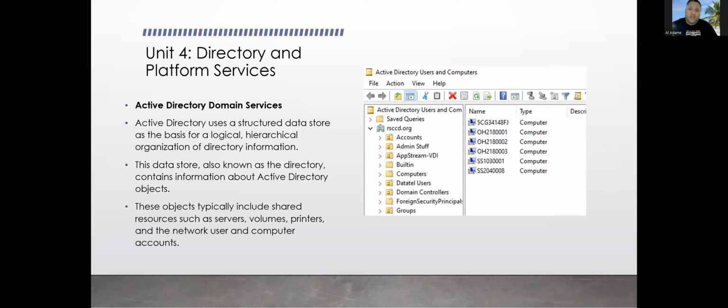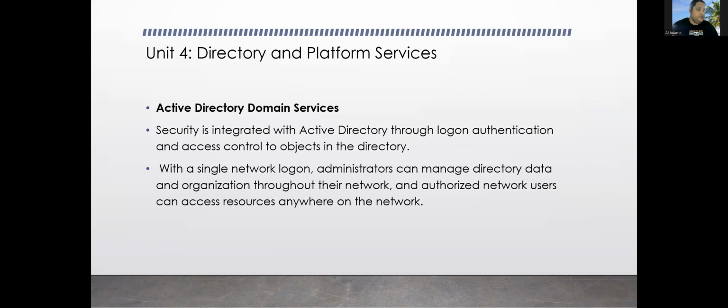Active Directory Domain Services. Active Directory uses a structural data store as the basis for logical hierarchical organization of directory information. This data store, also known as a directory, contains information about Active Directory objects. Pretty straightforward. These objects typically include shared resources such as servers, volumes, printers, and the network user and computer accounts. Those aren't computer accounts, those are actual computers on the domain, or on the AD, I'm sorry. See, Active Directory Users and Computers. That's why it's cut off. It's the console, it's computers, and it's bigger. I kind of fit it within the slide.